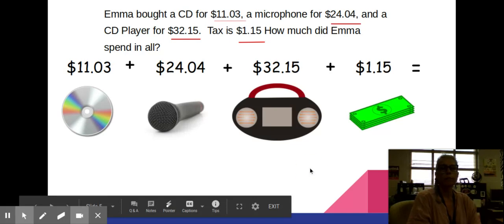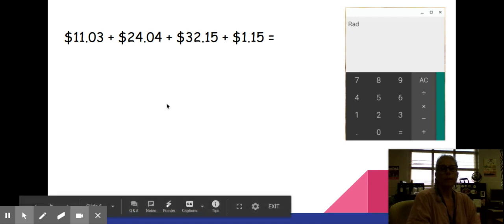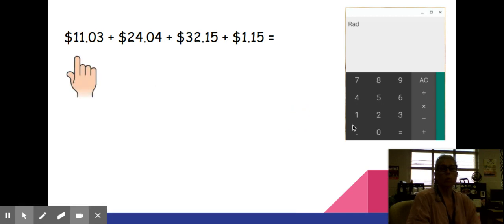Okay, get your calculators ready. Okay, we're going to start right here with the $11.03. 1 1 decimal point 03 plus 24 decimal point 04 plus 32 decimal point 15 plus 1 decimal point 15 equals.